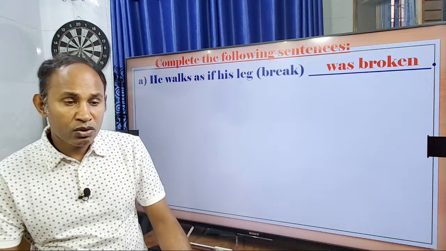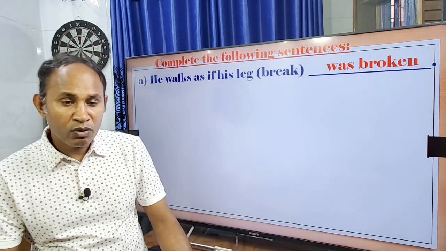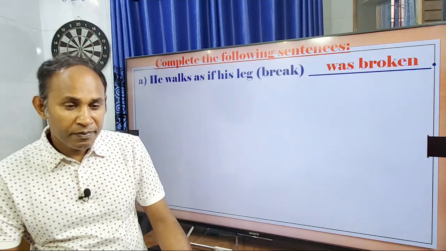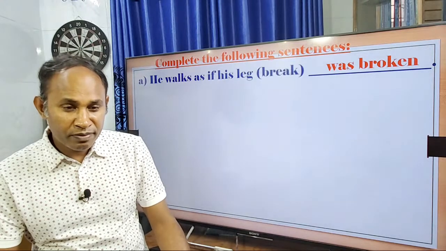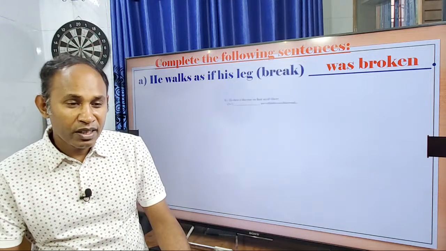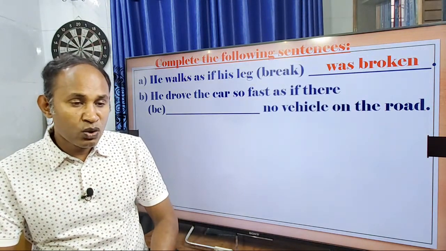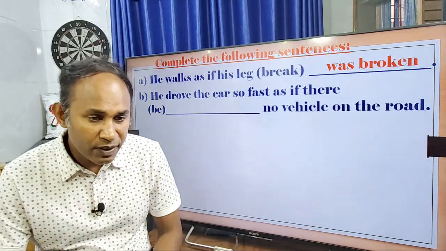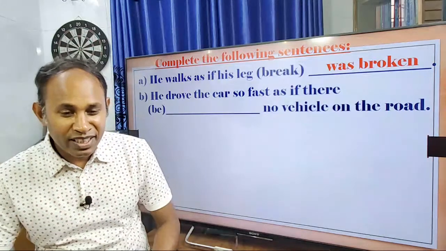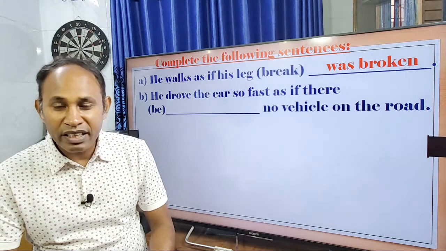Which one is the answer is given. So was broken is the answer, so you'll get marks, no problem. I'm giving you next options. So there, next question is there. He drove the car so fast as if there be no vehicle on the road. Bonus mark. Okay, you'll get the marks, or you could write down the correct answer.